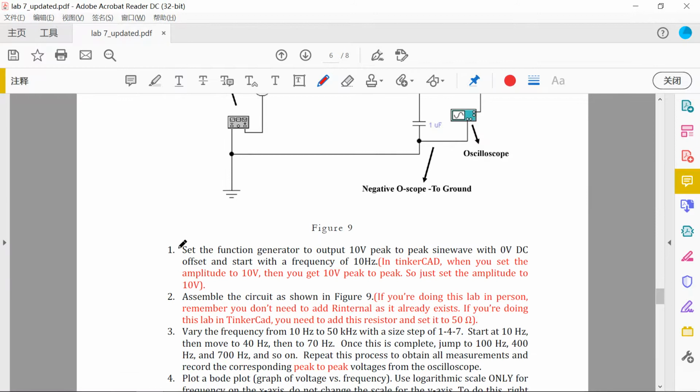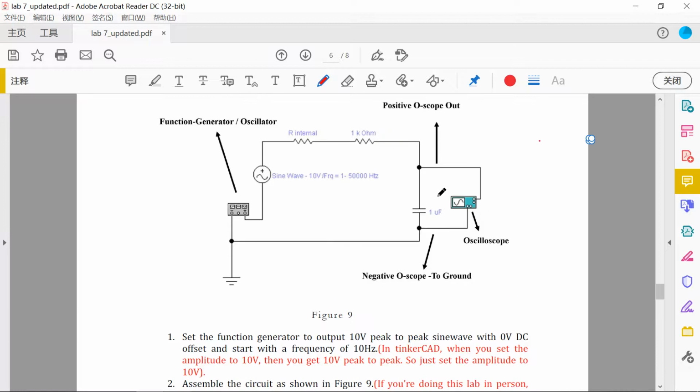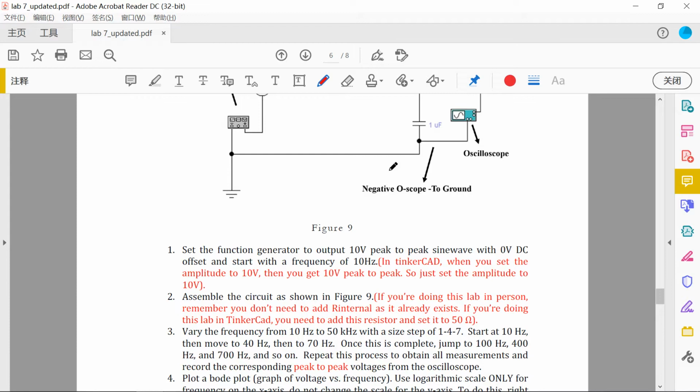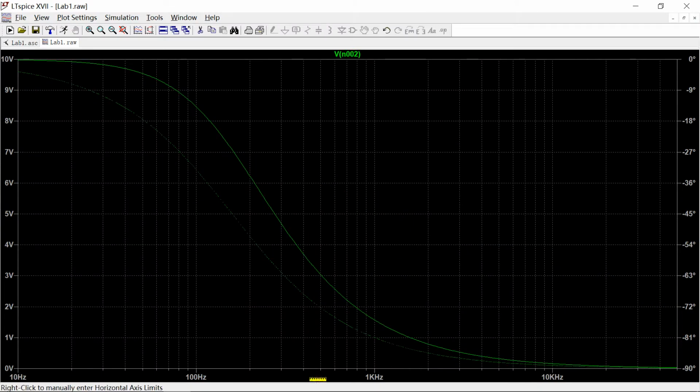If you switch the position, it will become a high pass filter, not a low pass filter. Okay, so for procedure 1, when you're using Tinkercad, when you set the amplitude to 10, then you get 10 volt peak to peak. So just set the amplitude to 10, not 5. And for step 3, vary the frequency from 10 Hz to 15 kHz and record the voltage across the capacitor, and you could generate a plot just like this, where the X is the frequency and the Y is the voltage.